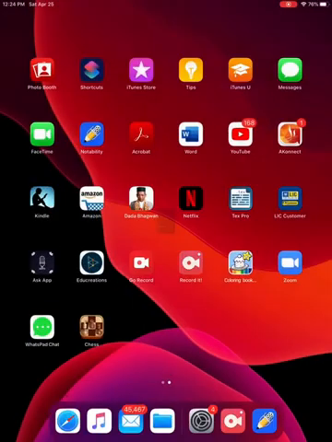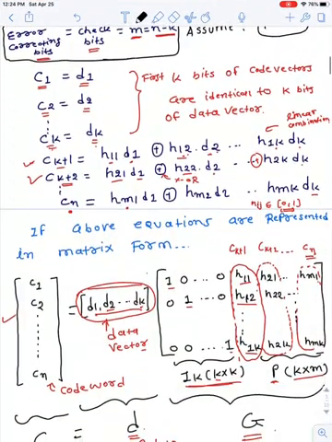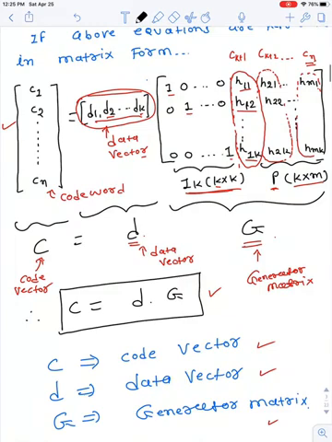That part we have already learned, and now we have produced a code vector C from the data vector D by multiplying with a generator matrix G. The generator matrix consists of two parts. The first k columns and k rows form the identity matrix, and the remaining portion is known as the parity matrix. The parity matrix has coefficients Hij, where Hij belongs to 0 and 1. The user is free to choose the generator matrix of their own choice, but the same generator matrix must be shared between transmitter and receiver. So the code vector C is the multiplication of the data vector D and the generator matrix G.